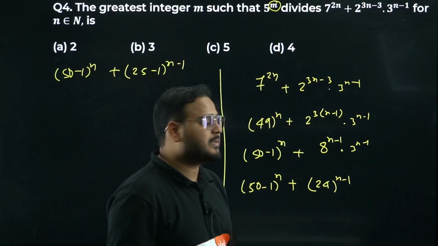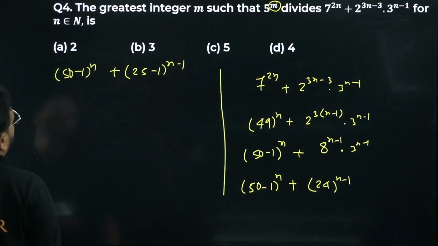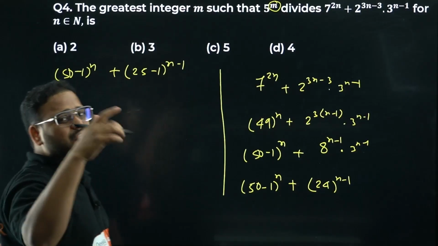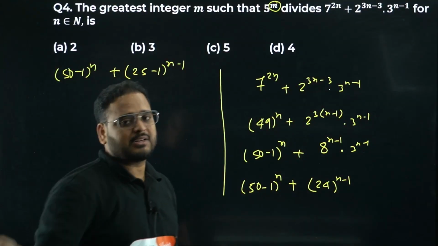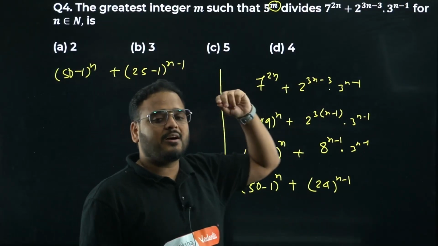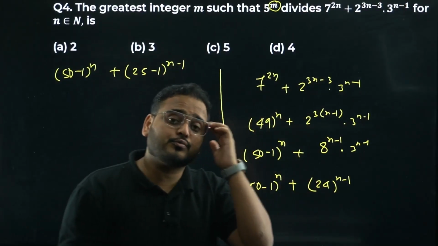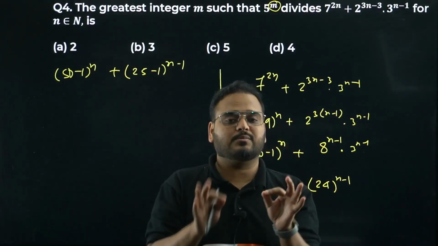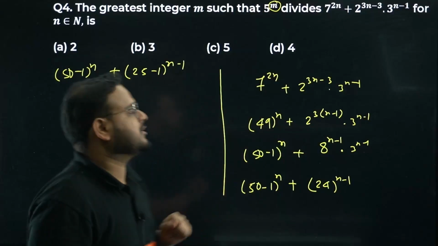Now please pay attention over here. If you expand this part, no, I cannot do that because n is a variable, so there's no need of expansion. Understand this. Whenever it is not a fixed number and only the variable n is present, it means you have to use more logic than calculation. There's no need of calculation, but only logic is required. So please check the logic now.